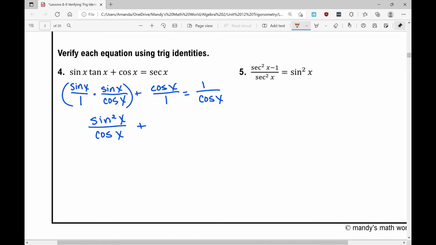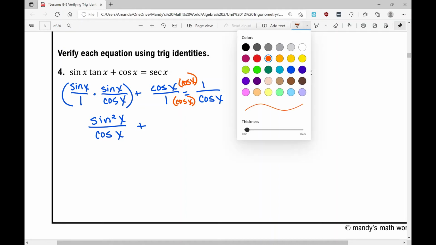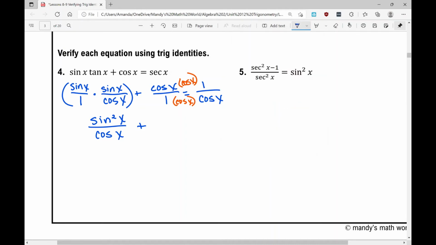Okay, so I need a common denominator. That common denominator needs to be cosine x. So I need to multiply 1 times cosine x to have that denominator of cosine. What I do to the bottom, I've got to do to the top. As long as what you do to the bottom, you do to the top, then you're not changing the value of that term. So cosine x, now we are changing this to cosine x times cosine x, which is cosine squared, over, and now we've got cosine x in the denominator, equals 1 over cosine x.